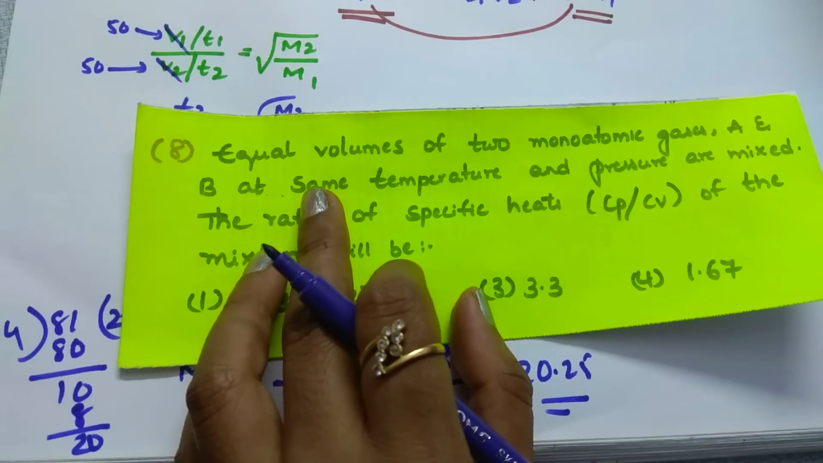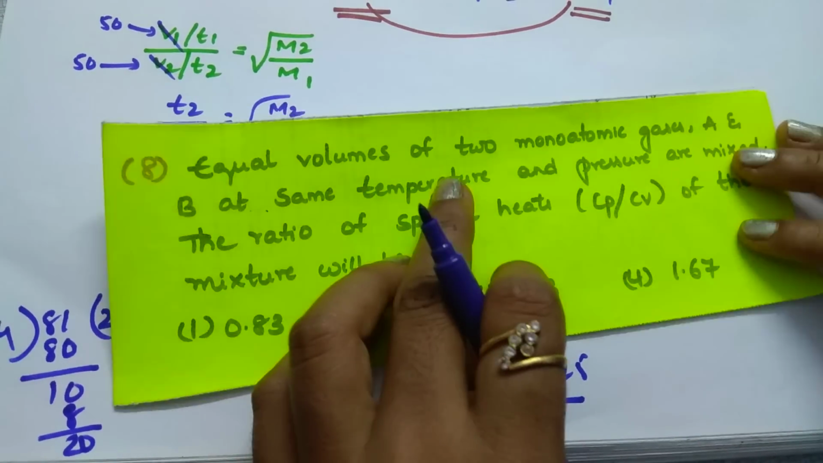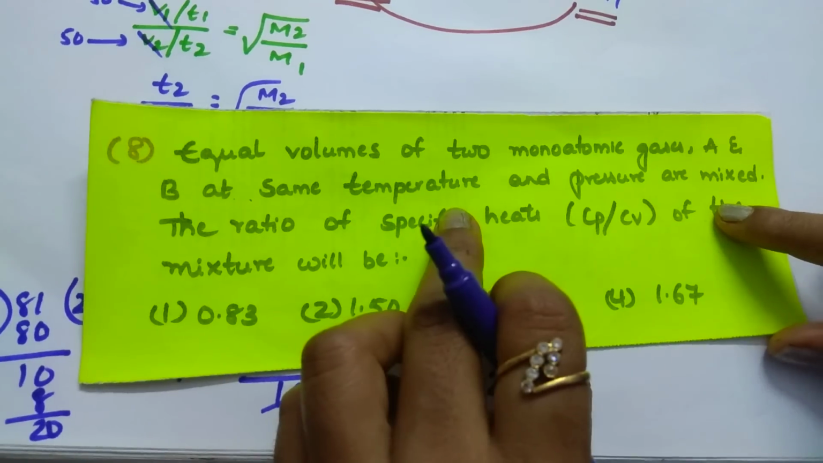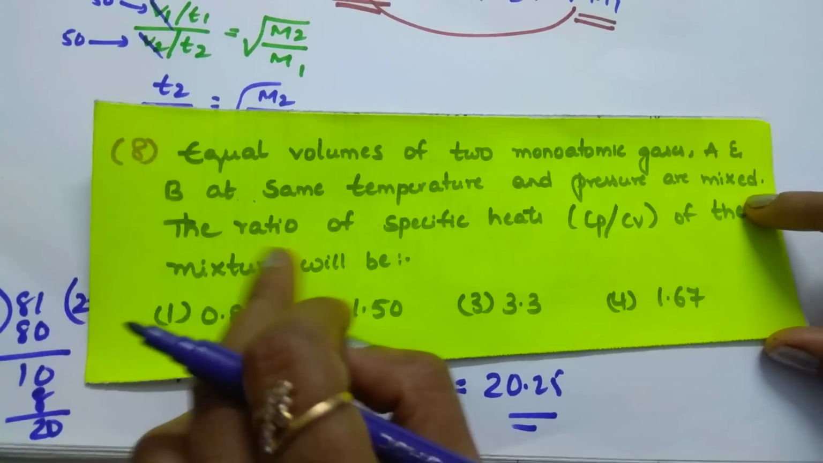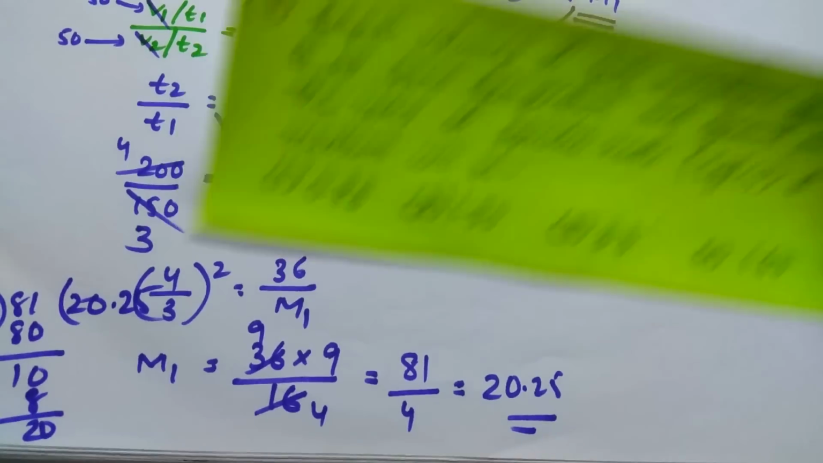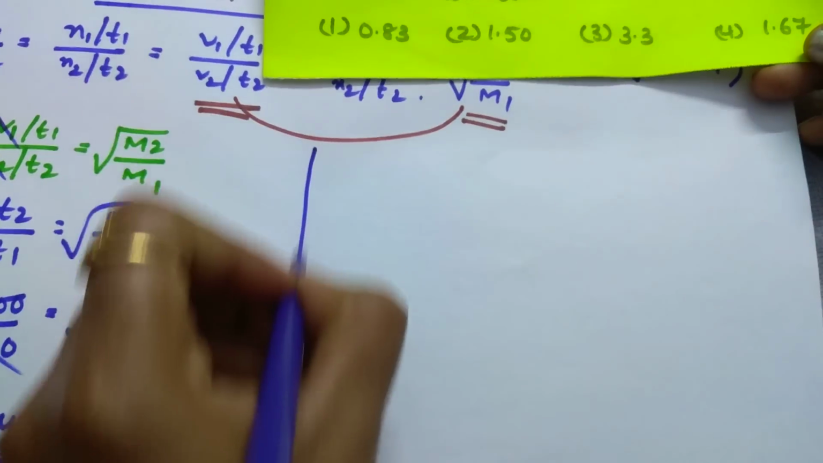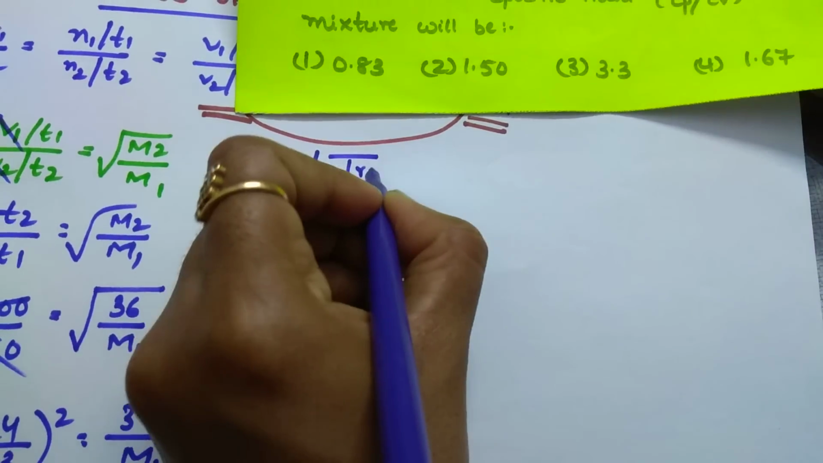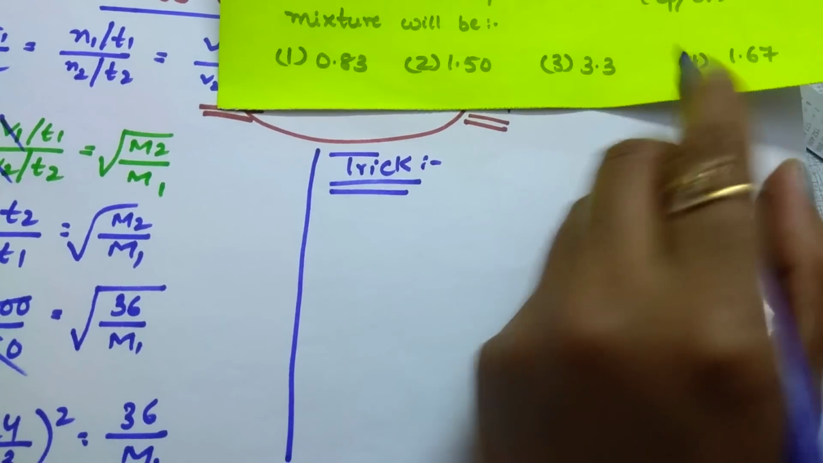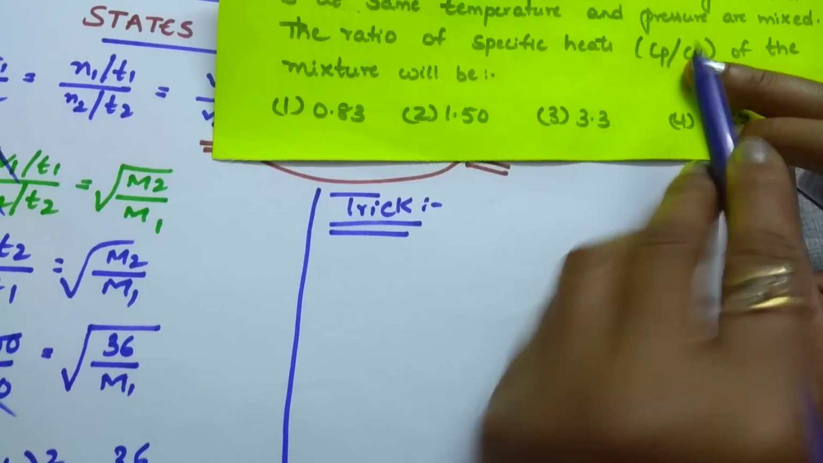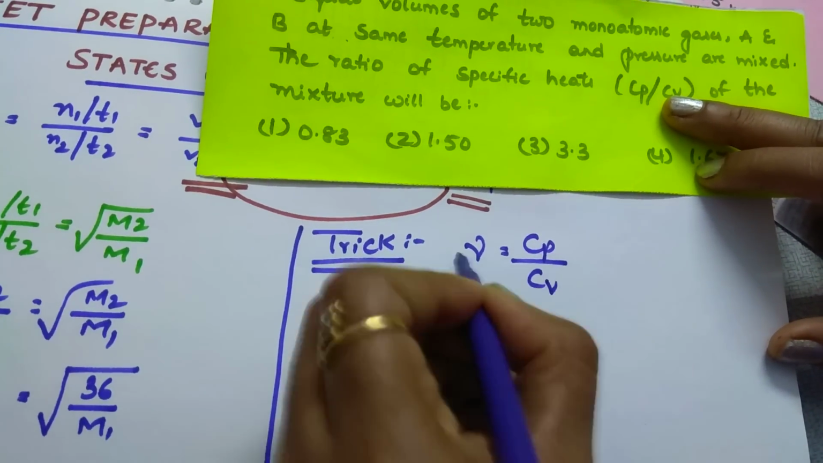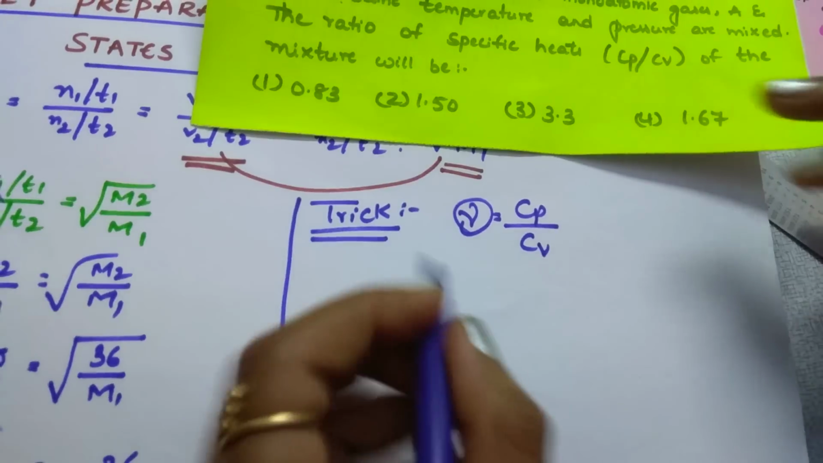Question number 8. Equal volumes of two monoatomic gases A and B at the same temperature and pressure are mixed. The ratio of specific heat capacities of the gas mixture will be? I'll give you a small trick so that you can solve this question very easily. The ratio of specific heat capacities, Cp by Cv, is the adiabatic constant gamma actually.